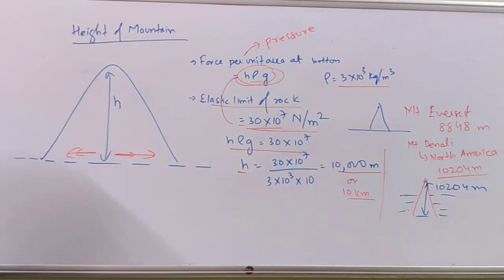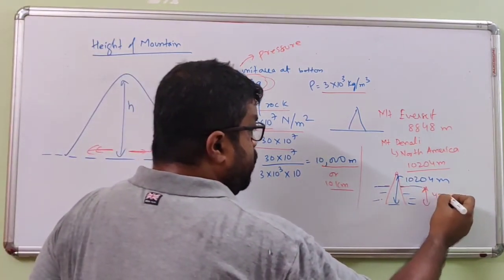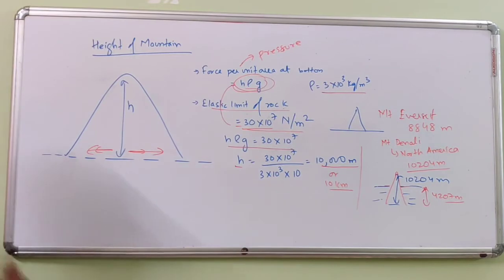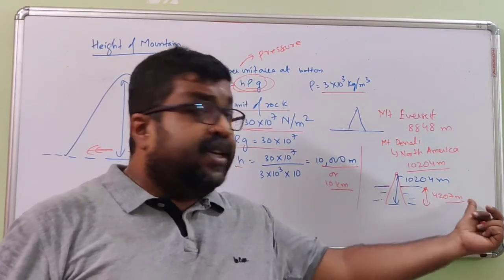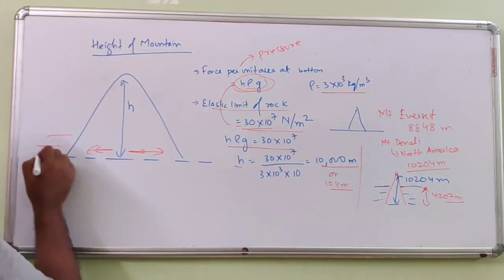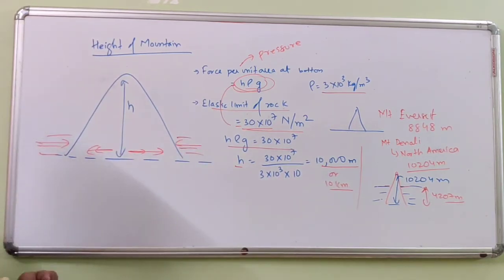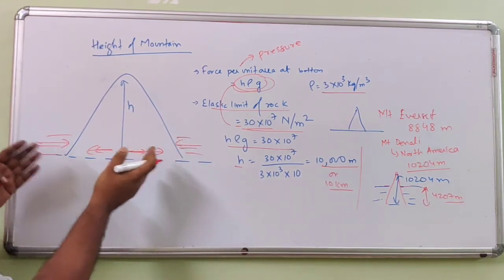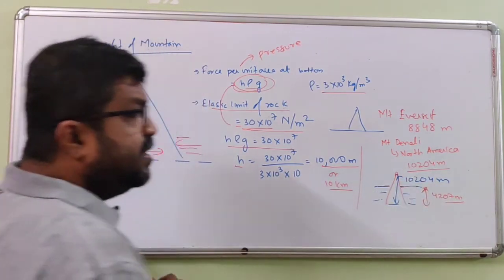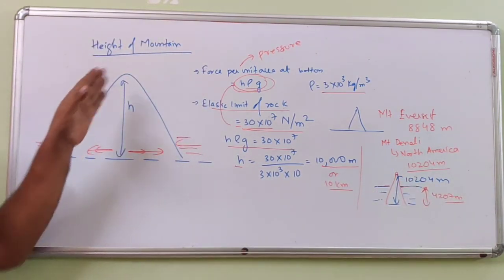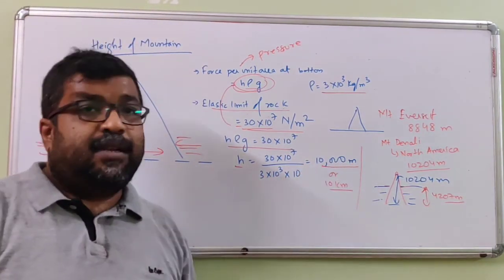Now for Mount Denali, more accurately, the height above water is 4207 meter, which means almost 40% is inside water. So when water is there, this water will also exert a pressure in this direction. That will increase the pressure bearing capacity of these rocks. For that reason this height is slightly greater than 10 kilometer. But otherwise, for a normal mountain above ground level, the maximum possible height is 10 kilometer.